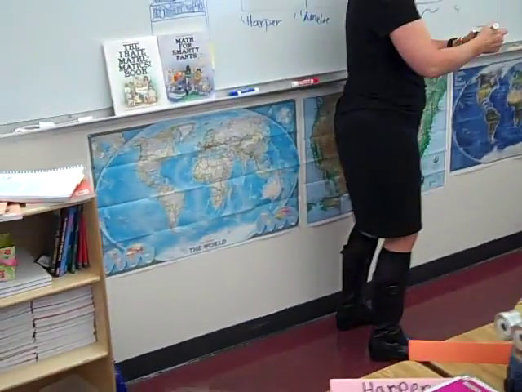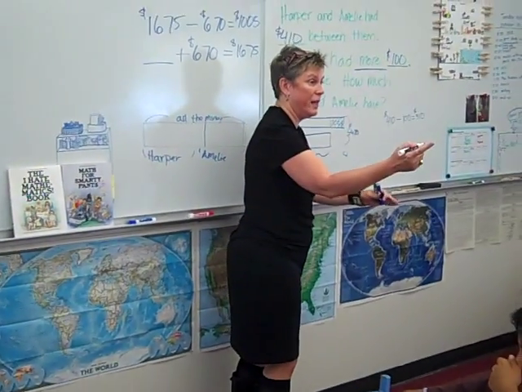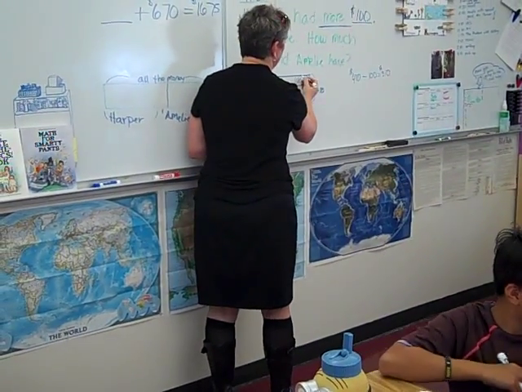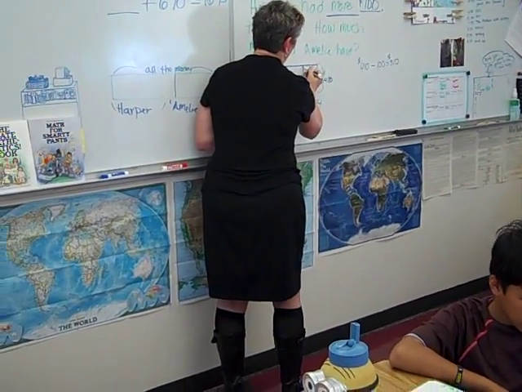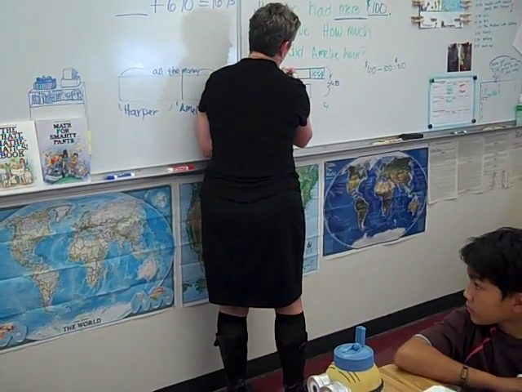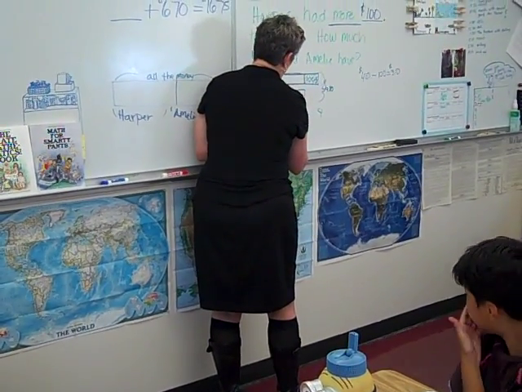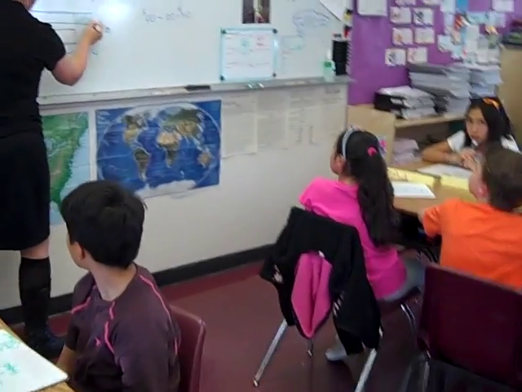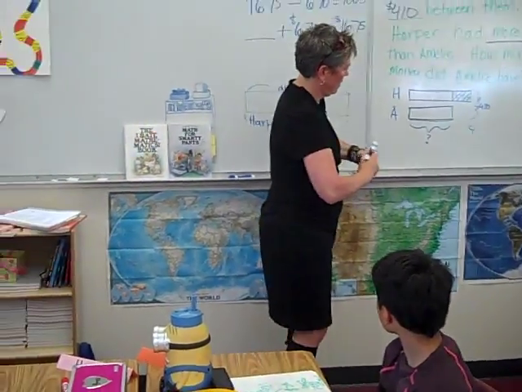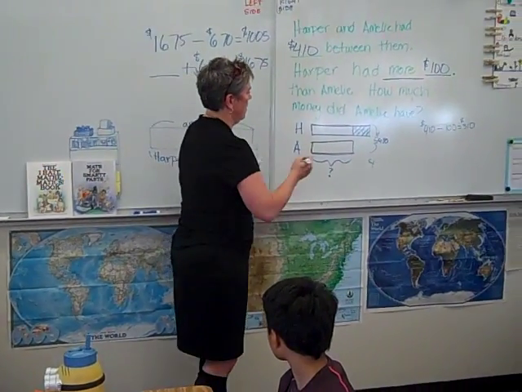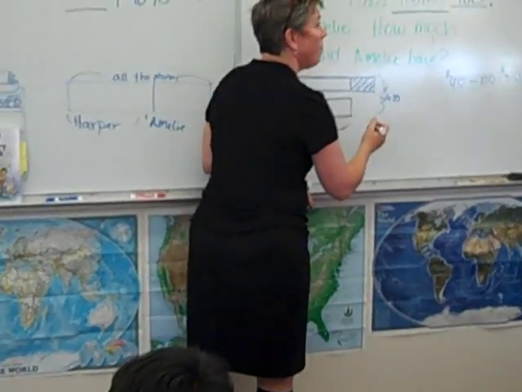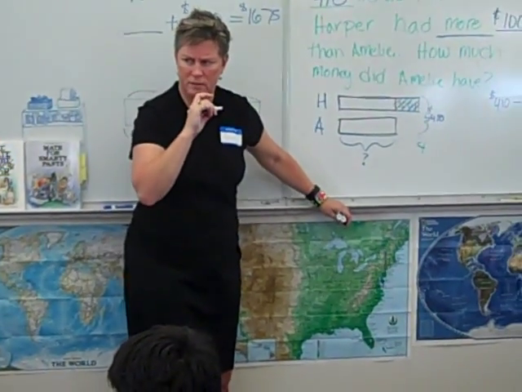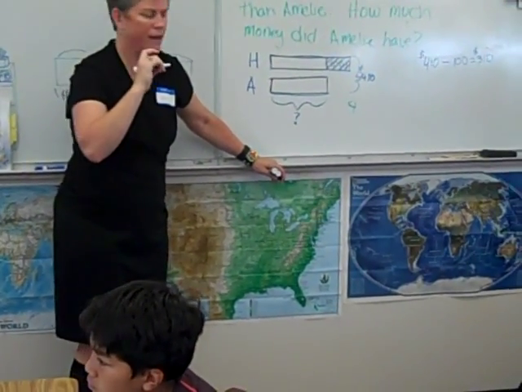So wait a minute. Can I just rephrase what you said? Because that was like brilliant and amazing. Can you say it even louder? What was the first thing you said? If we take away 100. Yeah. So, and then there's 310. And since Harper has 100 more, you just divide 310 by 2. Okay. Did you hear what he said?